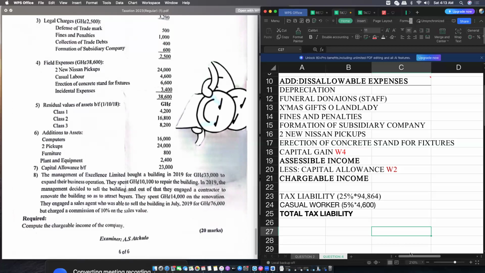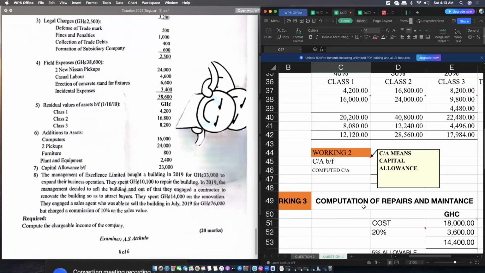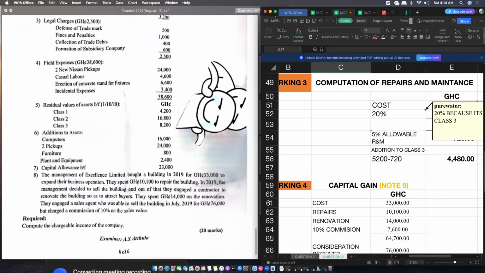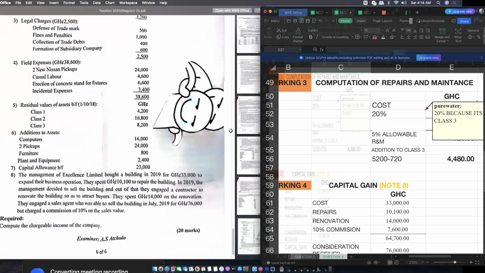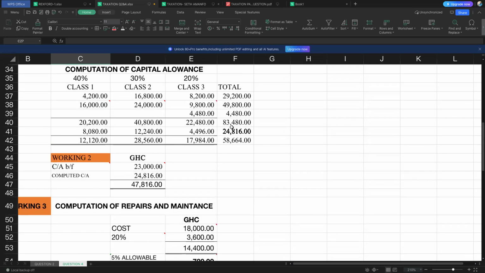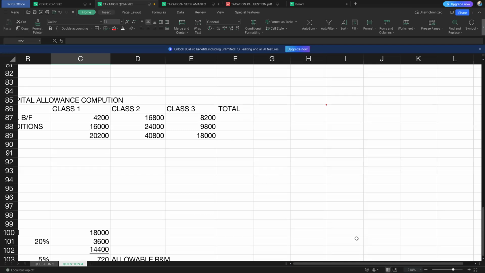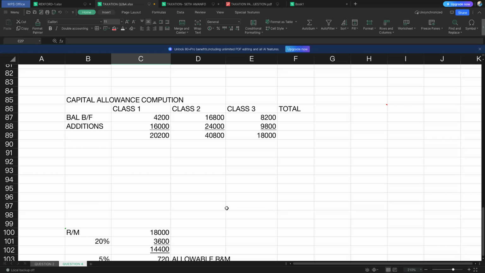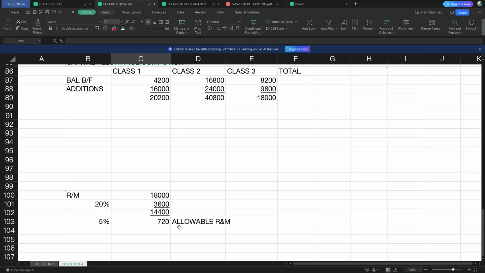Okay, so now let's go and calculate our capital allowance, sorry. Let's work on that one first. So we did all this. So let me count down. I think if I use this one, it will be okay. So we got 720 here. Let's take this 720 out of the amount that was allowed, which is 5,200.